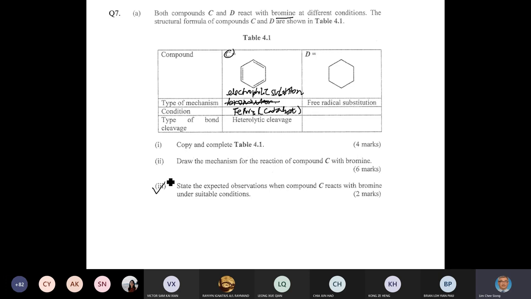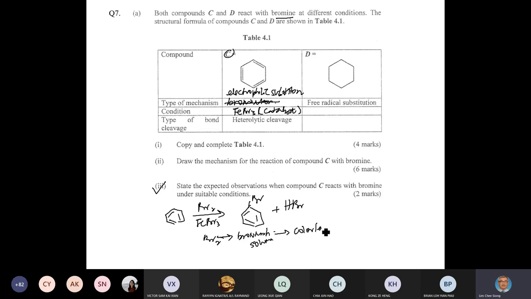State the expected observation when compound C reacts with bromine under suitable conditions. So this is C, a benzene ring. It reacts with Br2 in the presence of the catalyst. Finally, you are able to form bromobenzene followed by HBr. Then what is the observation? First, you have to know the color of Br2. What's the color? Brownish. So you can give the answer, which is a brownish solution that changes to a colorless solution.